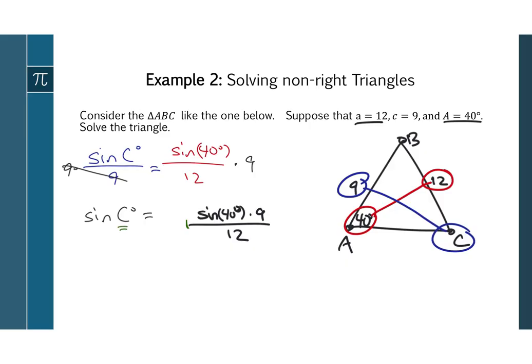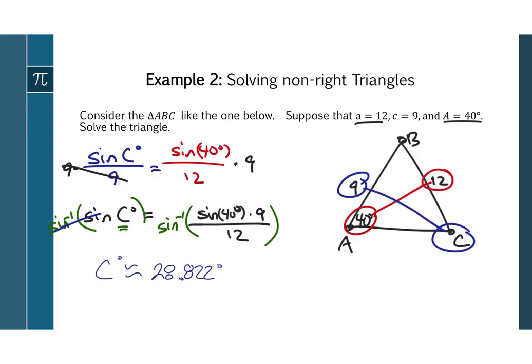But we don't need to do that. What we need to do is we're looking for capital C, so we're just going to take the inverse sine of both sides here. If I take the inverse sine to find an angle, you put this all in parentheses, and then you do sine of 40 degrees, close that parenthesis, times 9, divide by 12. Remember, those ones will reduce. We'll get C degrees is about, in this case, 28.822 degrees. So we will leave all of those decimals in here, so we're not going to round it off if we use C again at some other point, which we might.